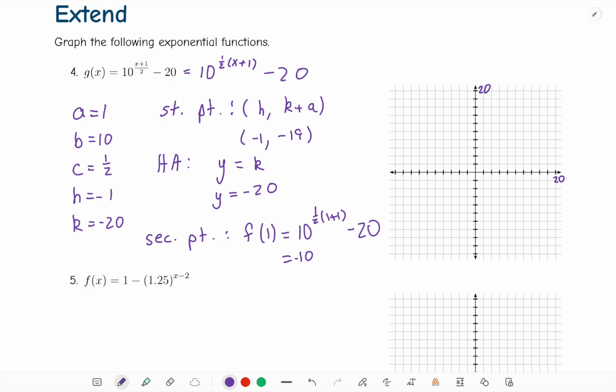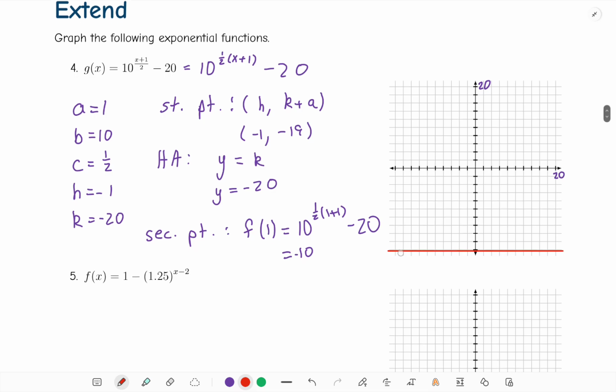So start with the horizontal asymptote, y equals negative 20. Okay, first point, -1, -19. And then second point, nope, sorry, that was the wrong point, is 1, -10. There we go. Connect that with an exponential curve.